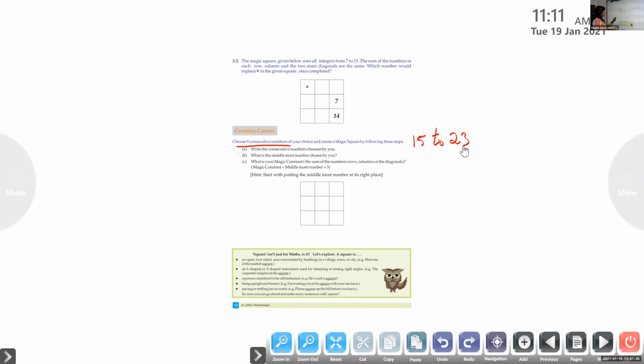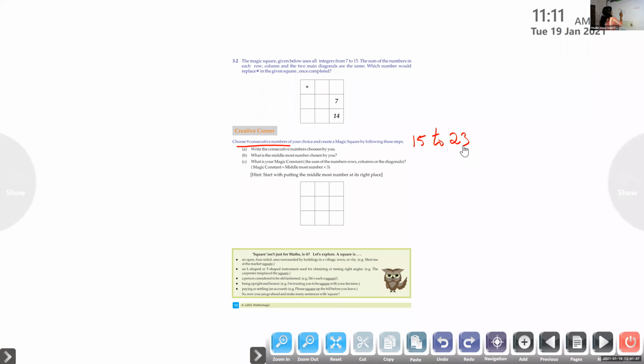Find out. Ma'am, where should we write? You don't have the middlemost number also. We have to do the last question now. No, ma'am, how do we find that middle number? Yes, this is the last question.